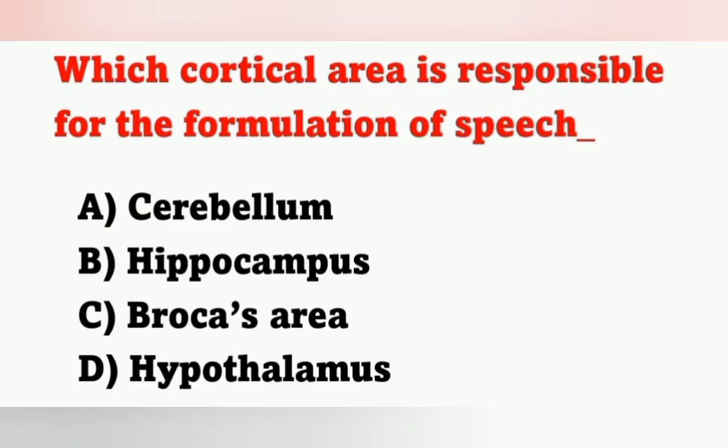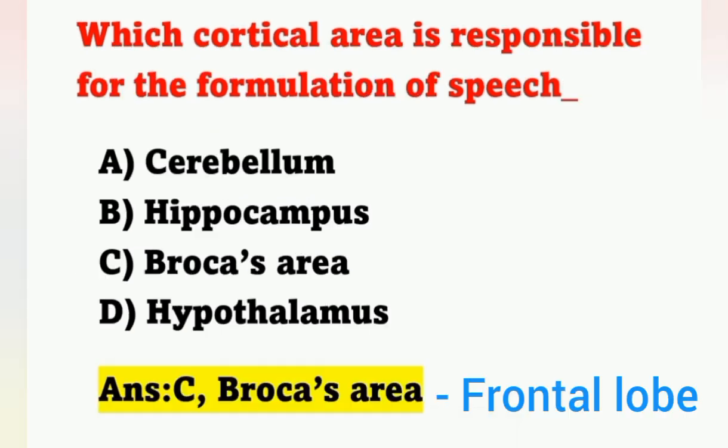Move on to the next question. Which cortical area is responsible for formation of speech? Options: option A cerebellum, option B hippocampus, option C Broca's area, option D hypothalamus. So the speech formulation area is located at Broca's area. Option C is the correct answer. Broca's area, which controls speech, is located at the frontal lobe. That is also an important point. Broca's area is located at the frontal lobe.